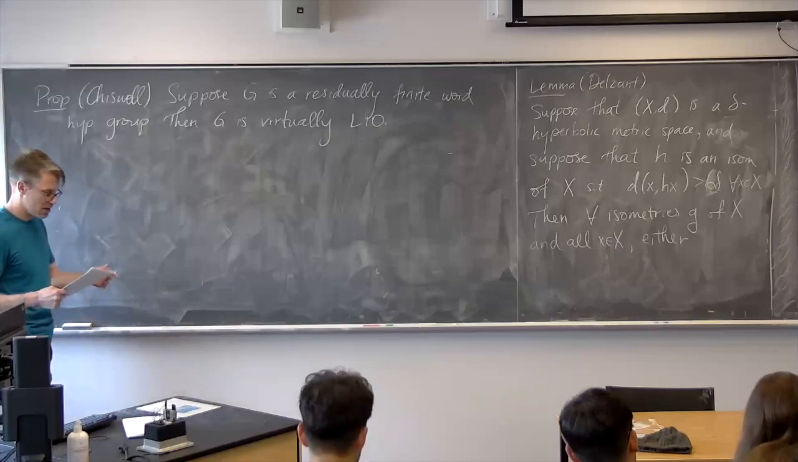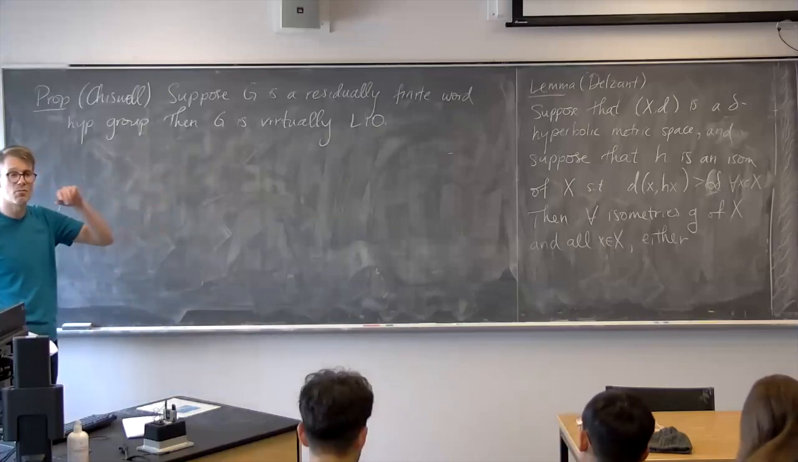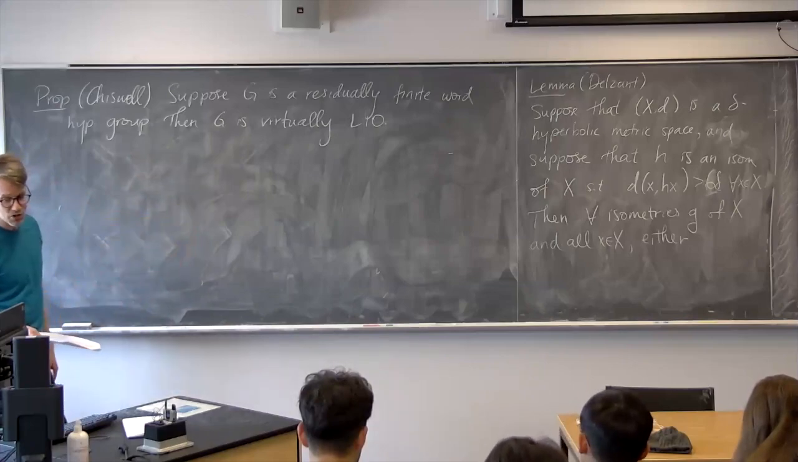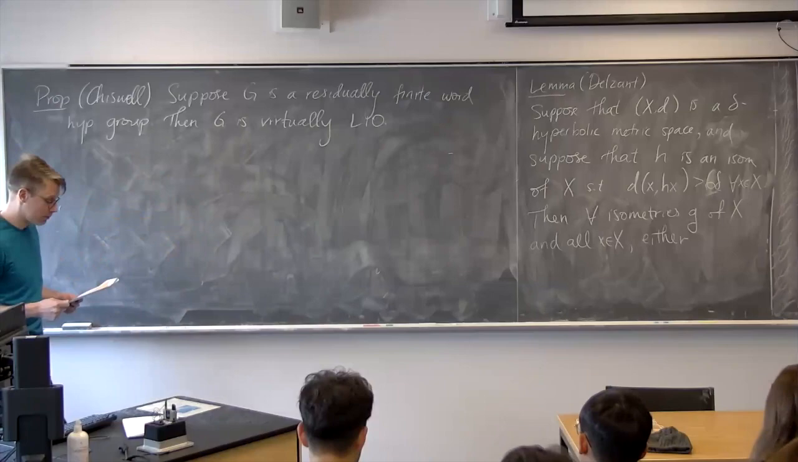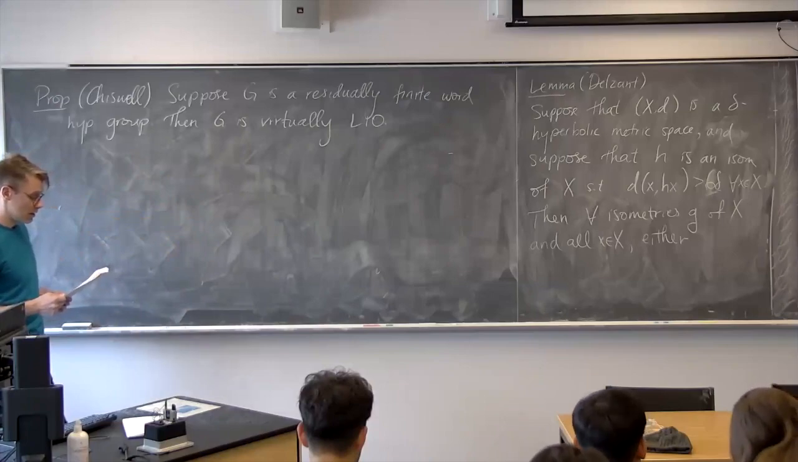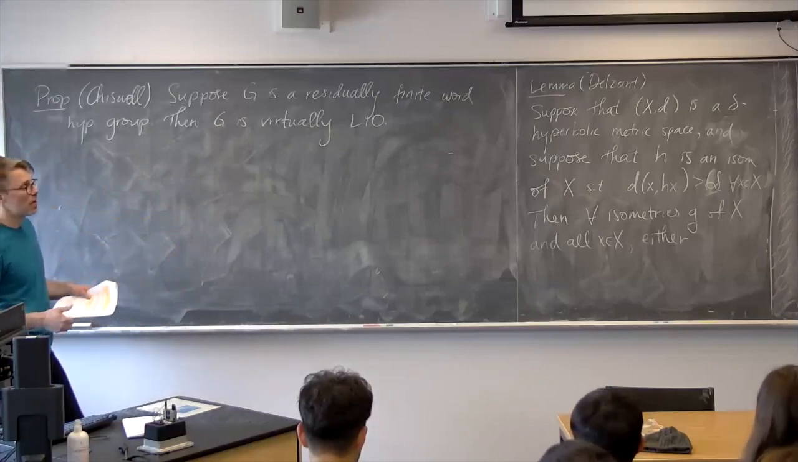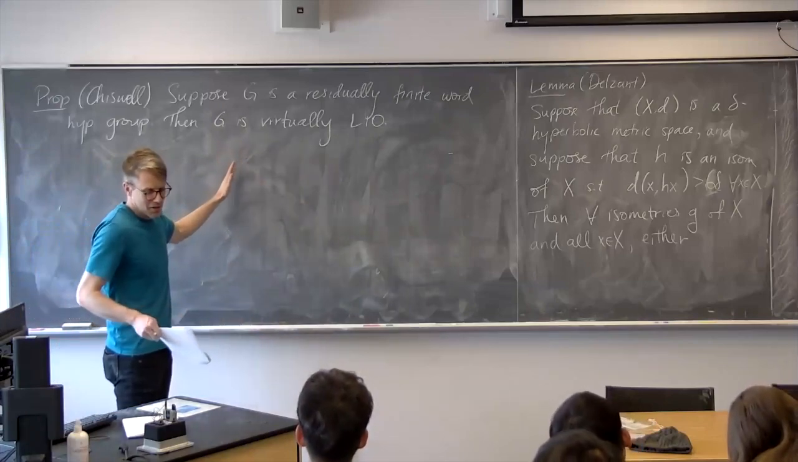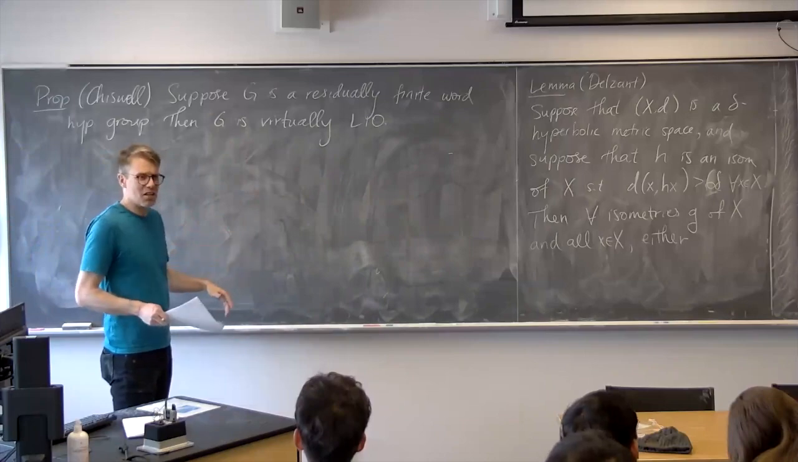Let me say how you can use this stuff to make an example of a group which is LIO, but not LO. So let's just say this. We don't have to get so fancy as acting on, like, the geometric realization of the Cayley graph or something like that.